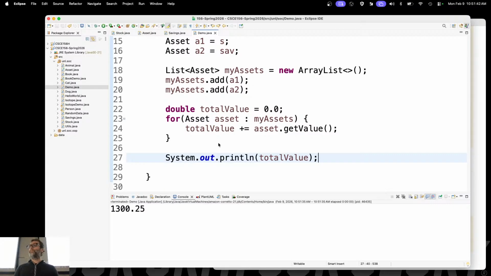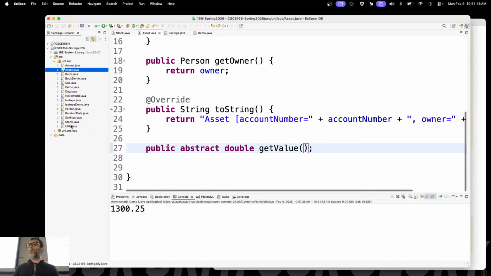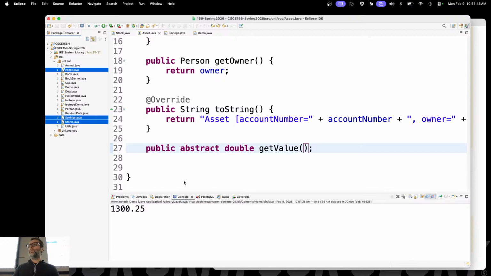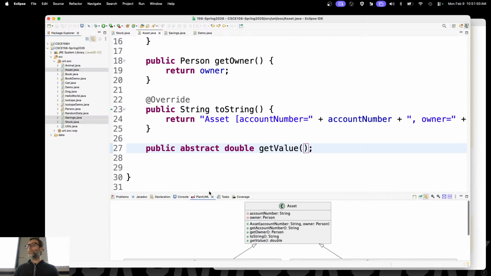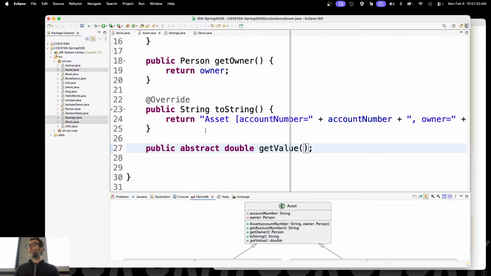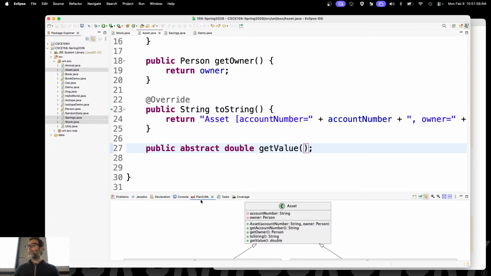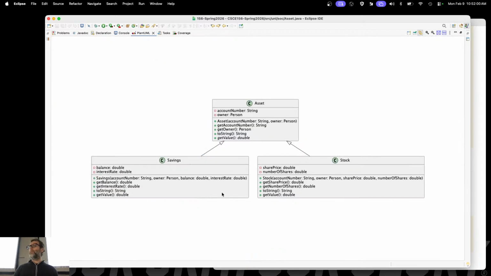All right. So let's take a look at what this looks like now as far as the UML diagram goes. And let's go over here to PlantUML. Now, unfortunately, I think that it's a bug, but come on. All right, let's just go ahead and double click on this. All right, there we go.